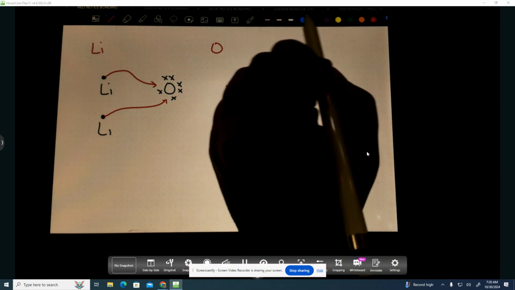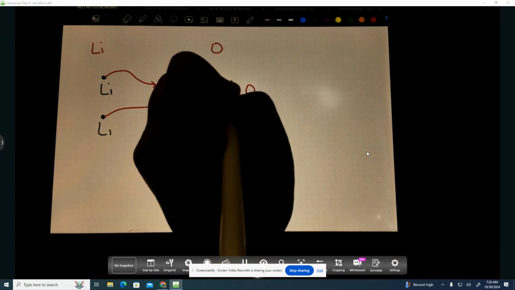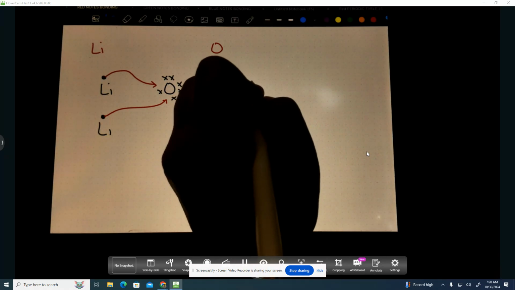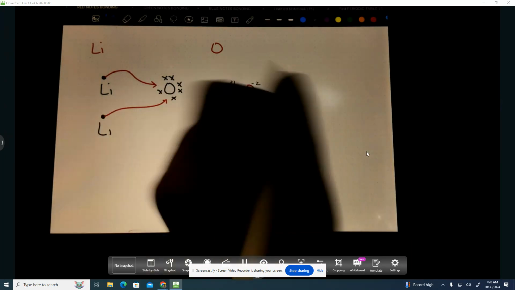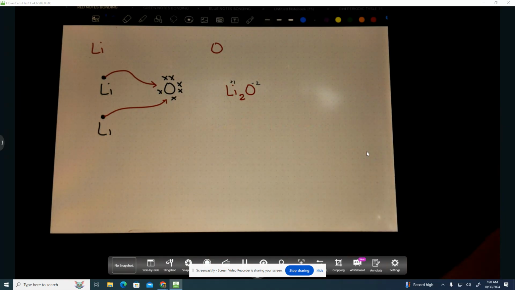There are charges on this lithium. It's a +1, and this one is a -2, even though they are not written when we write the formula down. Just know that they are still there.